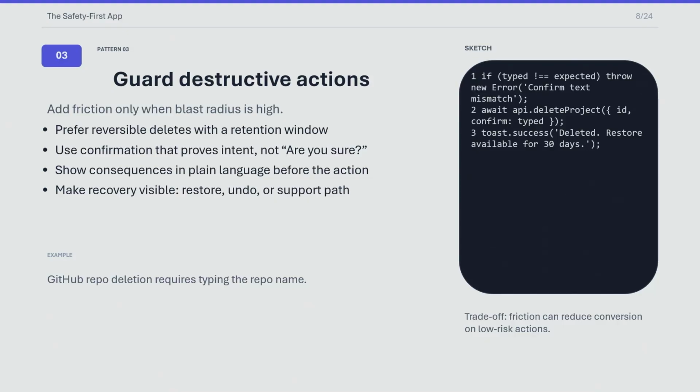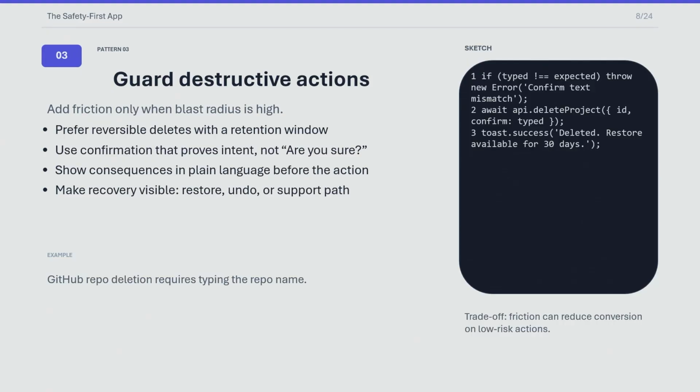Think of a lot of the ones you've encountered before, like Gmail, for instance, or GitHub repo deletion, or when you delete resources on AWS, you need to type down the name of the resource. That prevents potential unfortunate deletions that should not have happened. And you can also use that confirmation to prove intent, not just an "are you sure?"